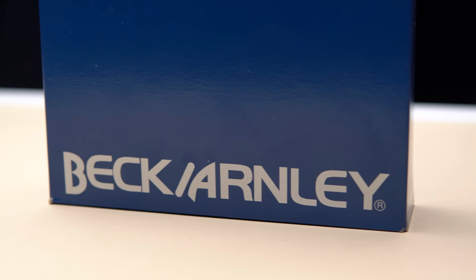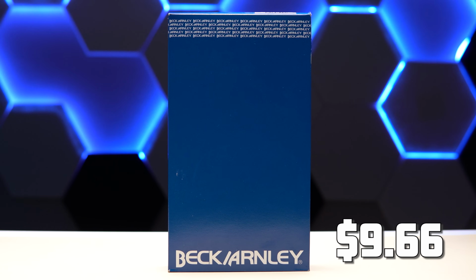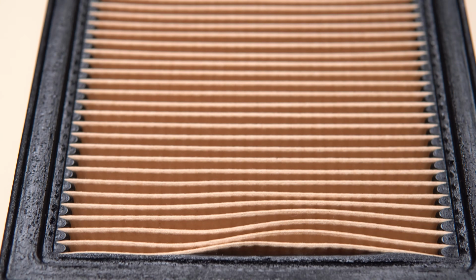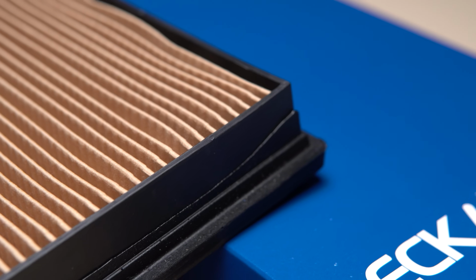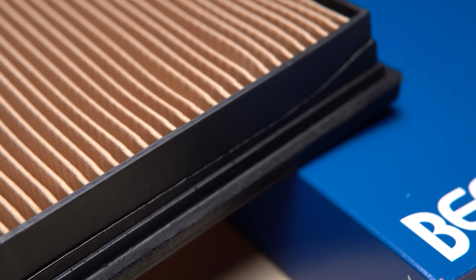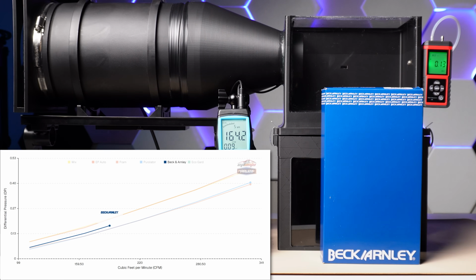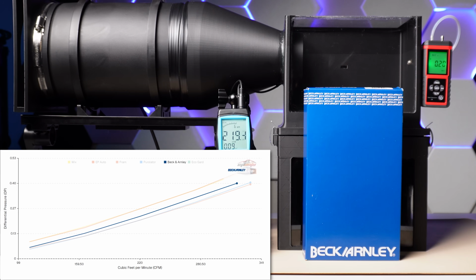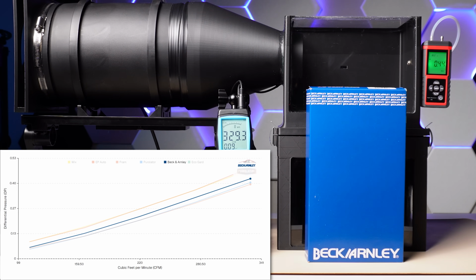Next up, we have the Beck & Arnley with a price of $9.66. It has a measly 53 pleats that looks like a crumpled up Amazon box. It's enclosed in a plastic enclosure and made in China. The Beck & Arnley is currently in third place with 0.06 to 0.425 of differential pressure.